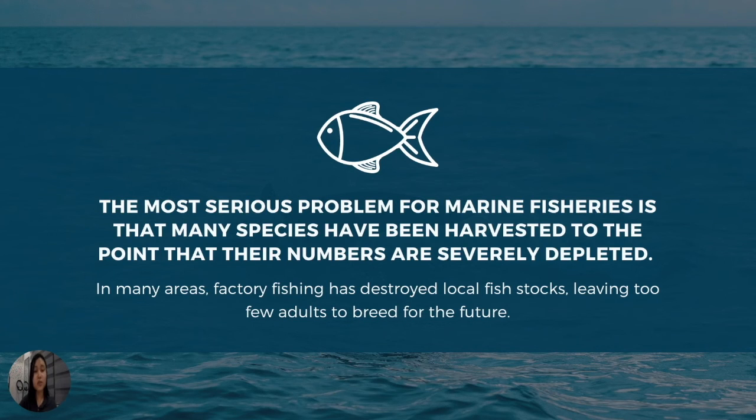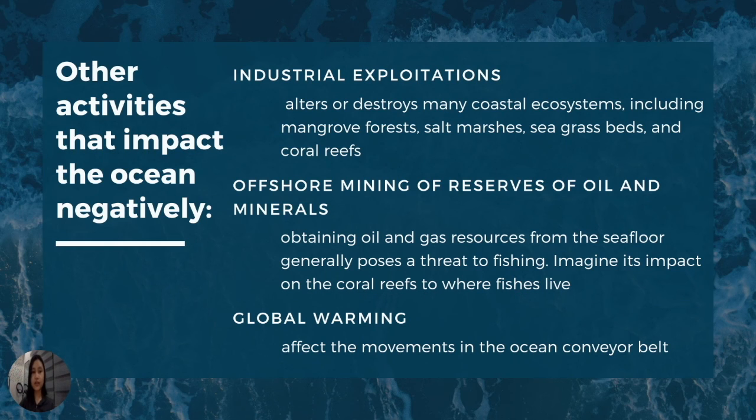The most serious problem for marine fisheries is that many species have been harvested to the point that their numbers are severely depleted. In many areas, factory fishing has destroyed local fish stocks, leaving too few adults to breed for the future. Other activities that impact the ocean negatively.